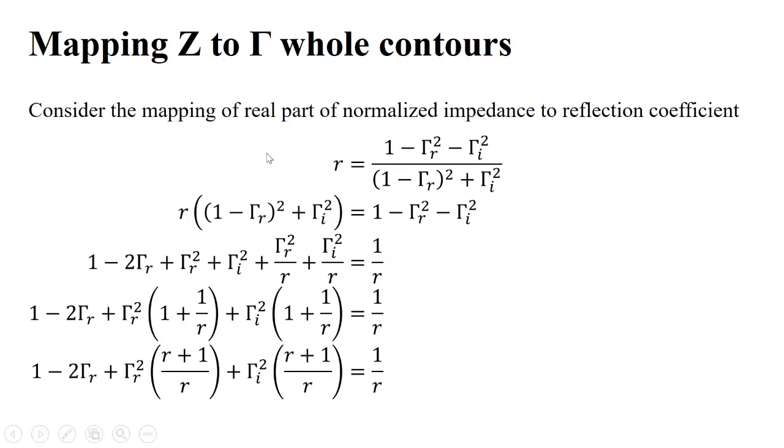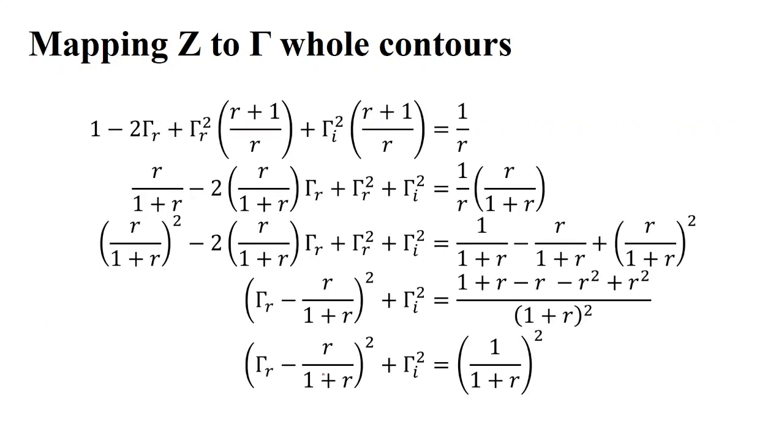Now we will take them one by one. First we will see the real part of the normalized load, how it will look. When you rearrange this and go through these equations, you will reach this point. You will see here you have gamma r, the real part of the reflection coefficient, minus r over 1 plus r, where r is the normalized resistive part of the load, and this gamma is the imaginary part. So this is an equation of a circle.